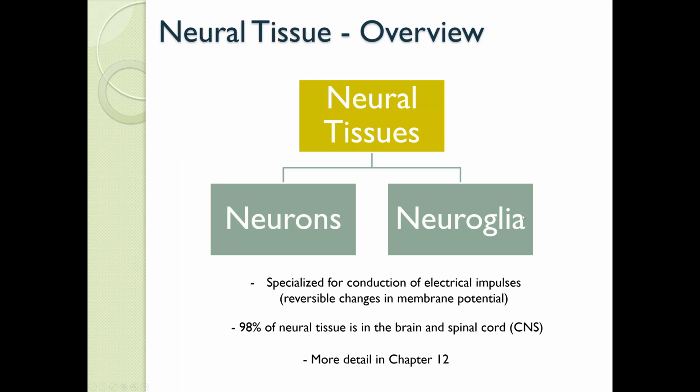And then the neuroglia are cells that support the neurons. So they're the posse to the neurons.